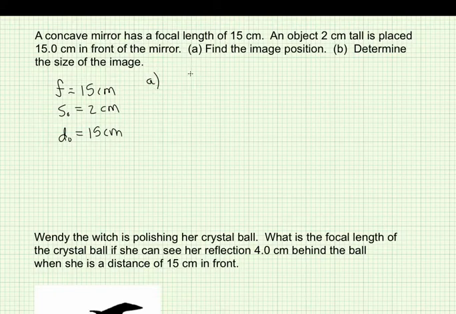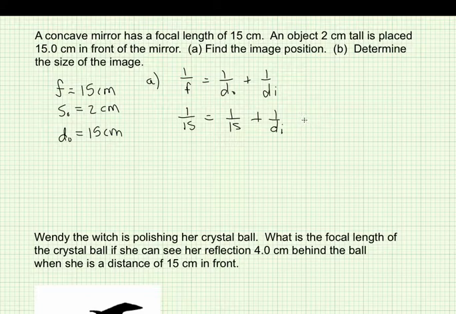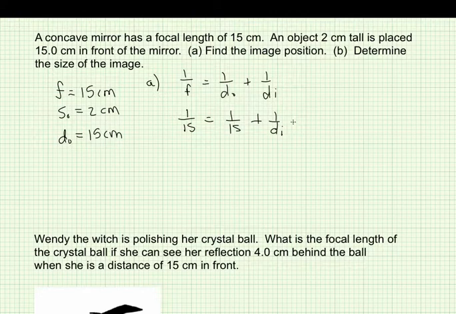So for part A, we're going to use our mirror equation, 1 over the focal length equals 1 over the object distance plus 1 over the image distance. So if I plug in 1 over 15 equals 1 over 15 plus 1 over di, look at what happens. If you take 1 over 15 minus 1 over 15, you're going to get 0. If you try to hit that x to the minus 1 button, it'll say undefined, or it'll say error. You'll have a domain error, error dividing by 0. And what that means is that there is no image distance because there's no image.